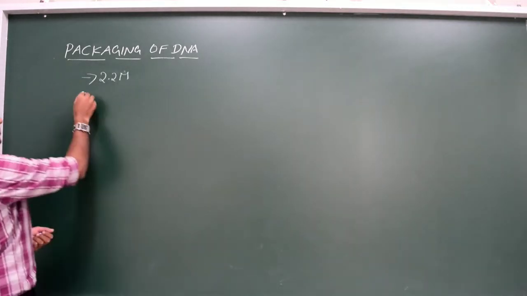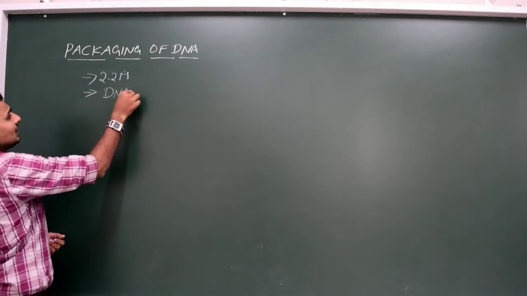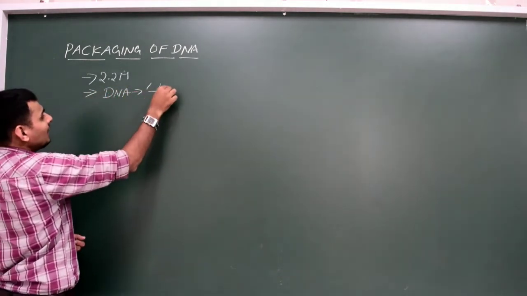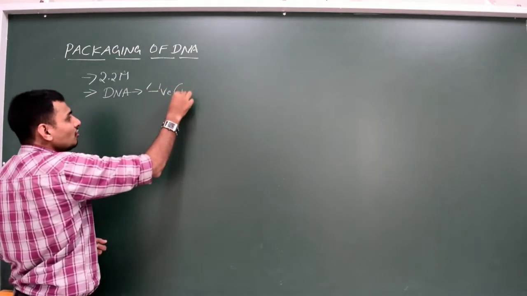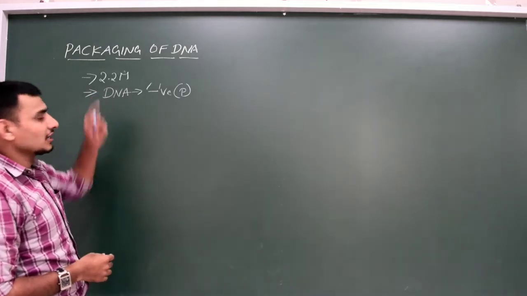Now, to understand this, first what I'm going to do is the charge of the DNA. Let me just tell you, the DNA is negatively charged. Why is it negatively charged? Because of the presence of phosphoric acid. You know that a phosphate group is present in the DNA, which gives the negative charge.